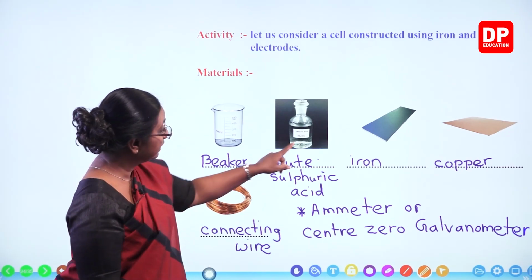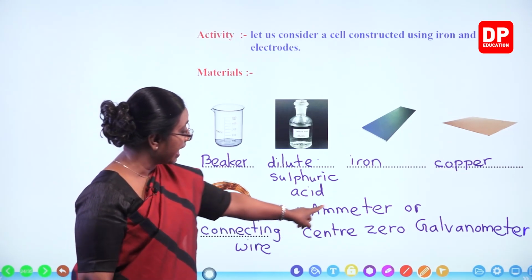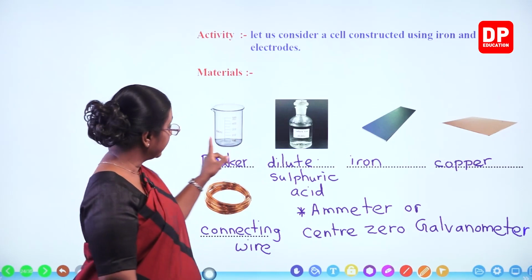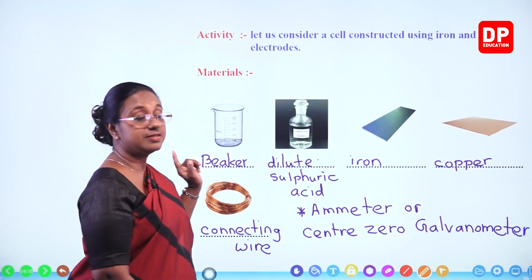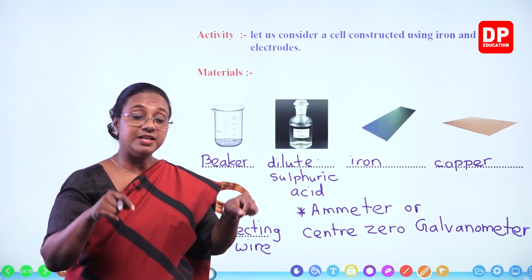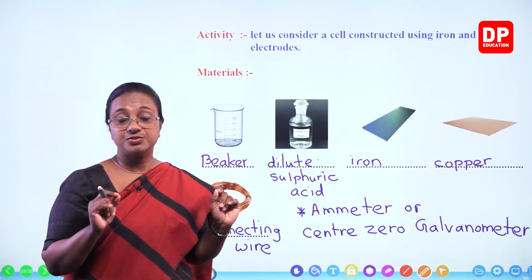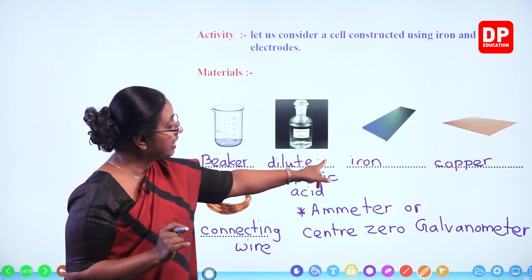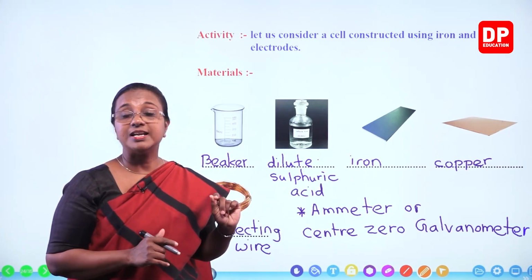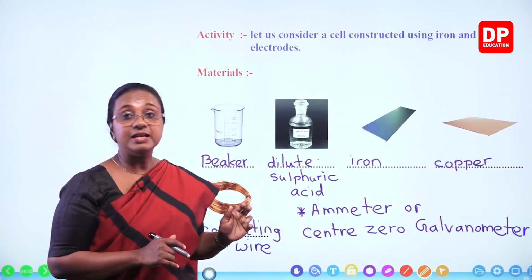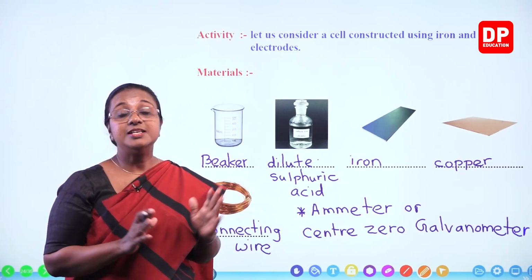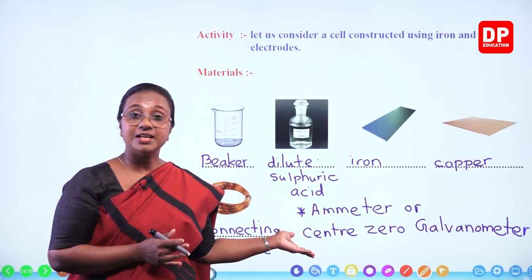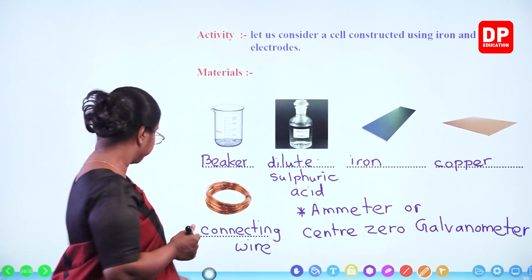So what do we do? We connect the iron and copper sheets with the ammeter or the galvanometer using the connecting wires. At the same time, you take sulfuric acid into a beaker and then we dip the two electrodes into the sulfuric acid. We need to observe what happens to the ammeter, and also we need to observe what happens near the iron and copper electrodes. That is how we do the activity.